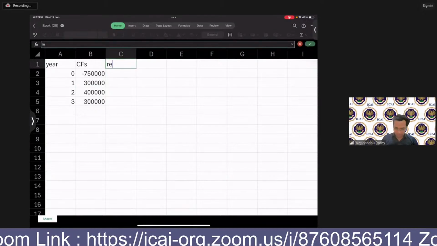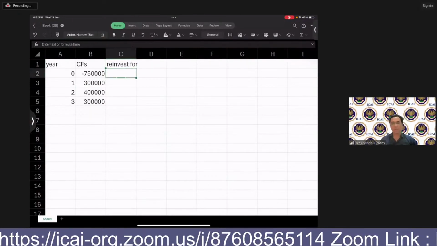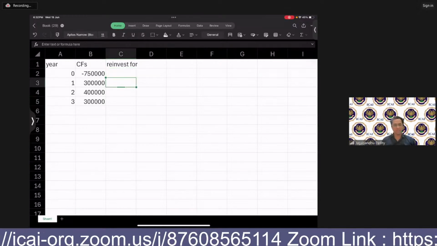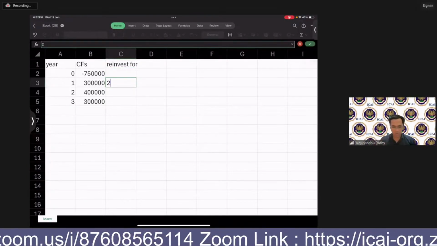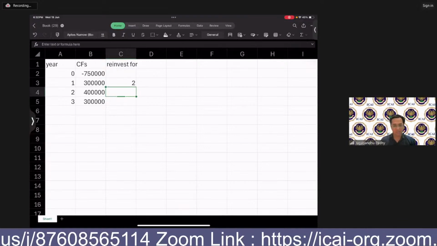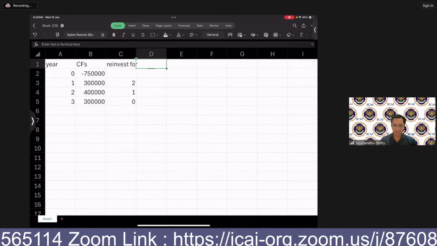Now, if I ask you what are the reinvestment time periods, or how long each cash flow is reinvested for: obviously the first year cash flow that you're receiving is getting reinvested for 2 years. The second year cash flow is getting reinvested for 1 year. And of course, there's no reinvestment period for the third year.